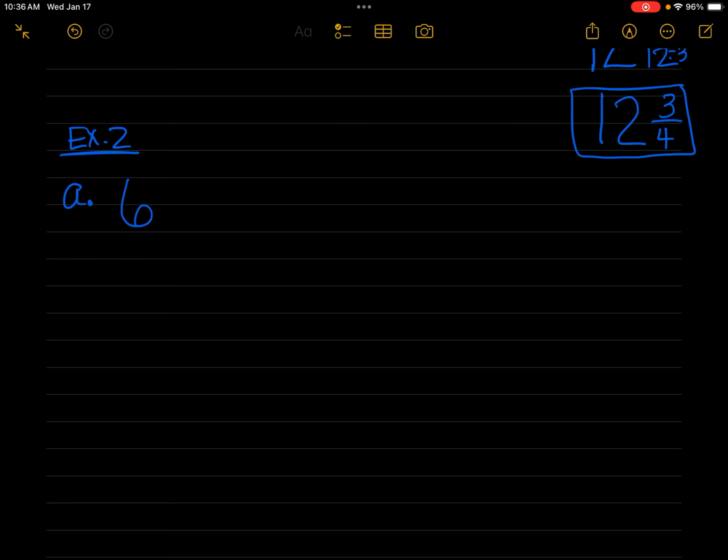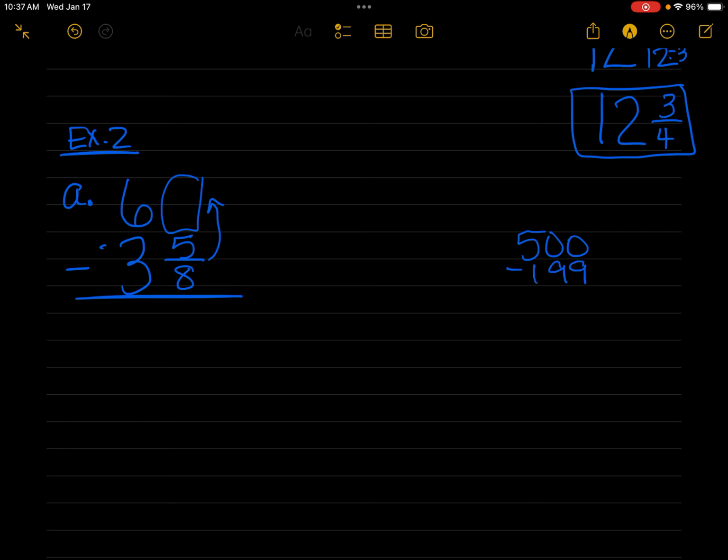Okay, so first one, part A, is 6 minus 3 5/8. Okay, so the most common problem here is that kids just subtract and they say, oh, this is just 5/8. I just bring it down. And then I subtract 6 minus 3. And that is not the answer. So let me show you what to do. If I was subtracting 5/8 from nothing, there's nothing here, right? Okay, I can't do that. If I was doing 500 minus 199, I can't take 9 away from 0. I would have to borrow.